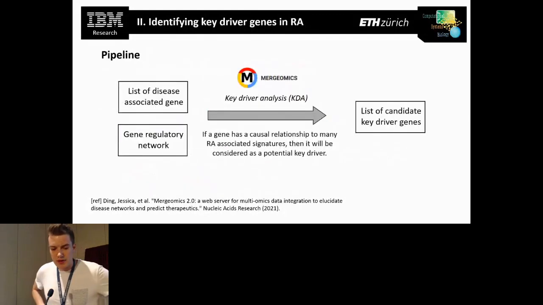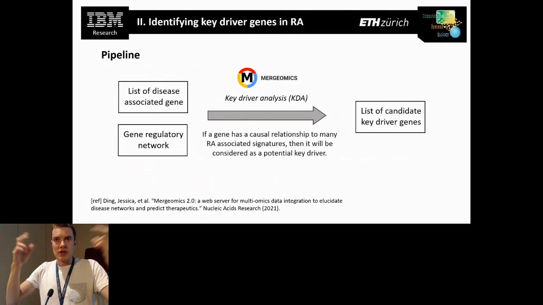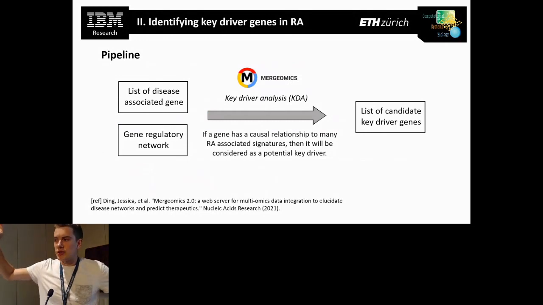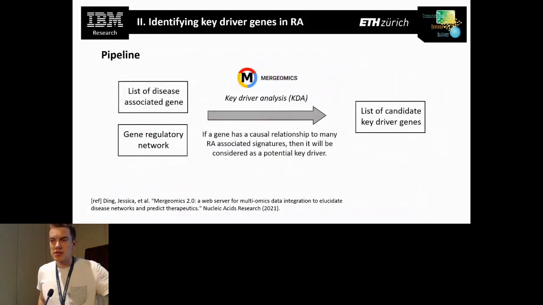So the first method is using a tool called Mergeomics. And the idea is quite simple. As an input, you take two things. First, you need a list of genes associated to a disease. And second, you need a network. Once you have these two things, you can check each hub in your network. You can check how many genes associated to the disease the node is associated with. And if the association is more than you expect by chance, then this node can be considered as a key driver. So now the question is, what do I use for the list and what do I use for the network?